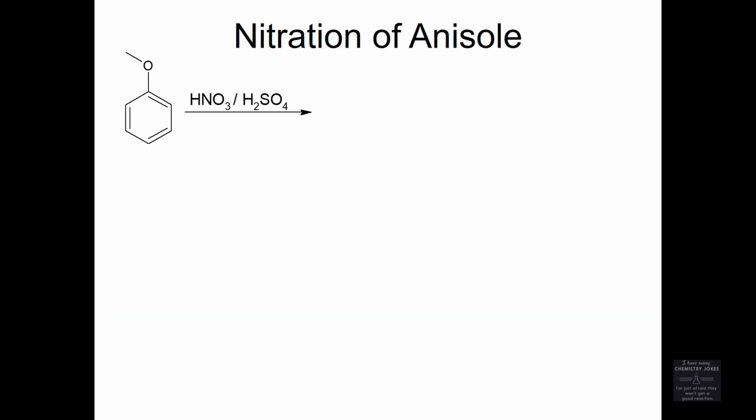We're going to go through another example. But again, I can't decide if I should split the video here and make a new video of more examples, but we'll see. When you nitrate anisole, as I'm sure you can imagine, you could get three potential products: ortho-nitroanisole, meta-nitroanisole, para-nitroanisole. We're going to have to see which one is the major product.